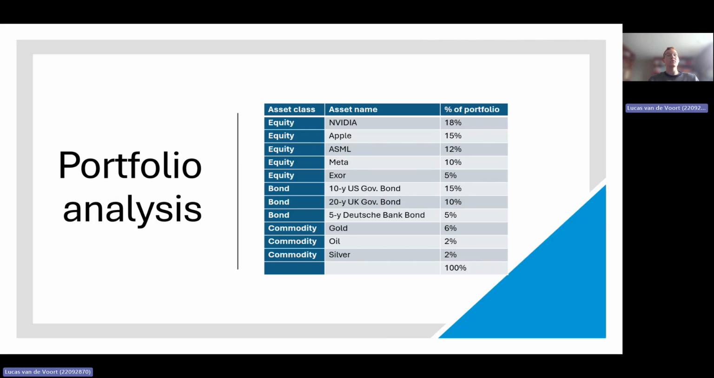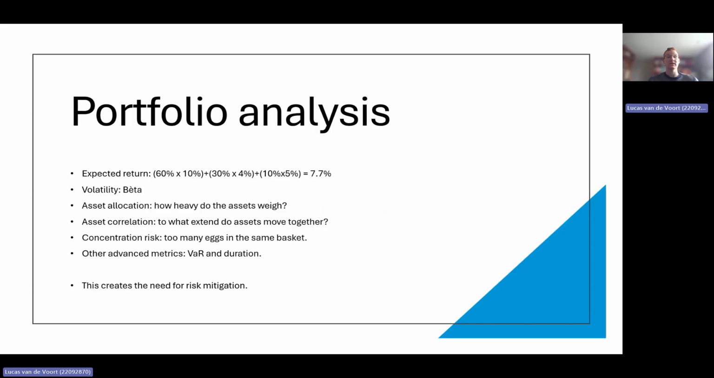And I've made a simple example of a portfolio we can analyze, and this is what a portfolio could look like. In this case, it's 60% equities, which is a mix between what I would call US tech and more European industrial stock. 30% is in bonds, which is a mix between corporate bonds and government bonds. And then 10% of the portfolio are commodities, which is a mix between precious metals and oil.